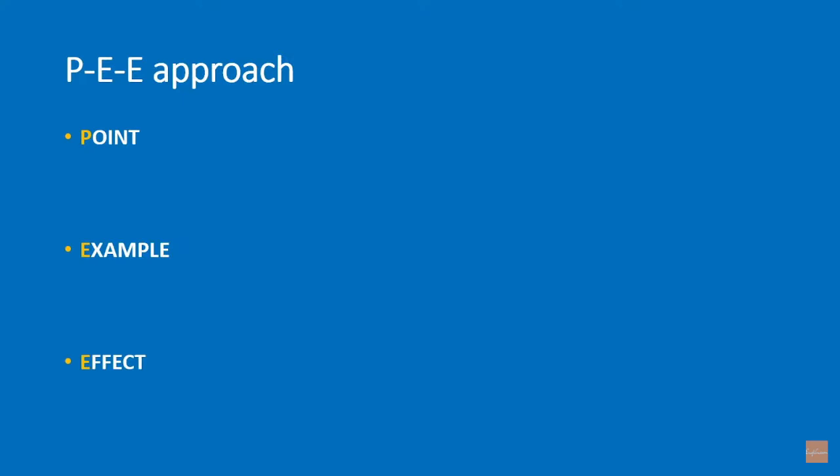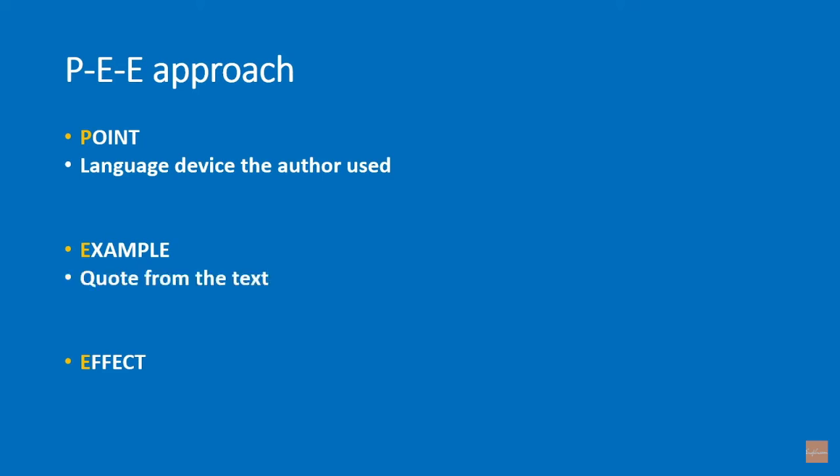P stands for point. What language device did the author use? As we already mentioned, you need to precisely and correctly identify the language devices used. E is example. For every important language device you identify, you need to mention a specific quote from the text. Here, it's important to note that you should avoid using long quotes. Please don't quote entire sentences. Precision is really important in this exam, so when choosing what to quote, always try to focus on 1 or 2, maximum 4 words at a time. I promise this is always a better approach.